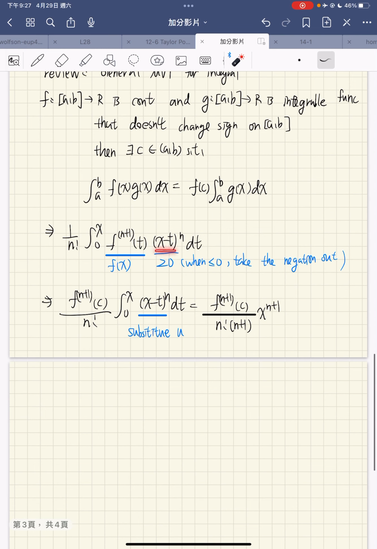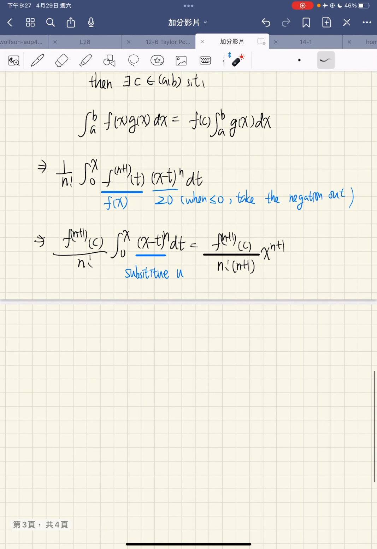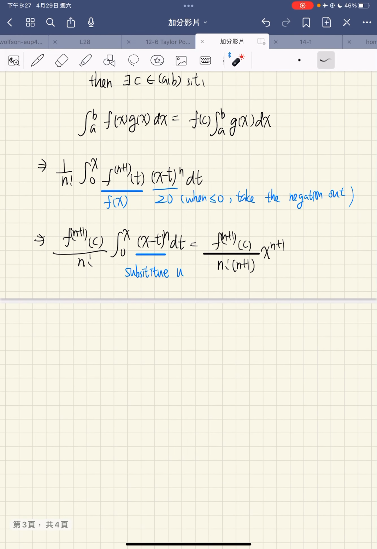So when x minus t is smaller than 0, we can take the negation out of the integration, so it doesn't matter. So we can use the mean value theorem for integrals and rewrite this formula in this form. And we can substitute x minus t as u and do the integration, so we get this form.